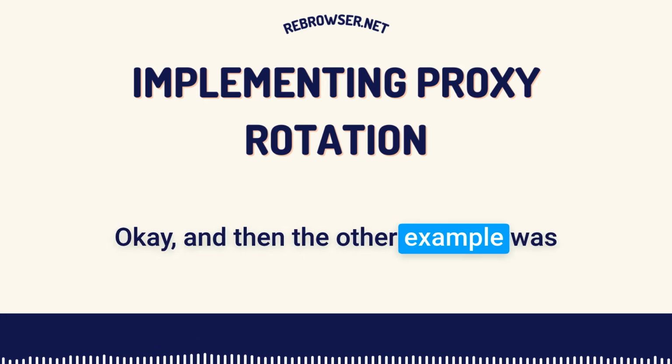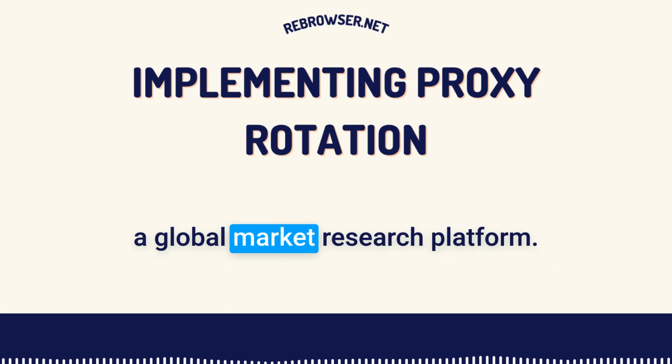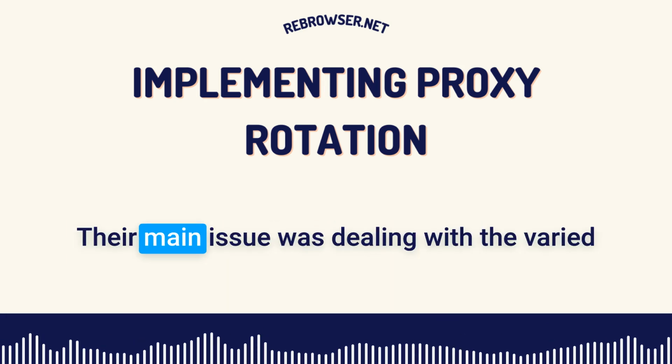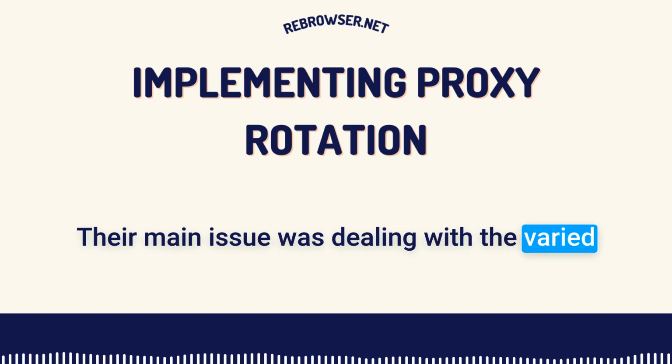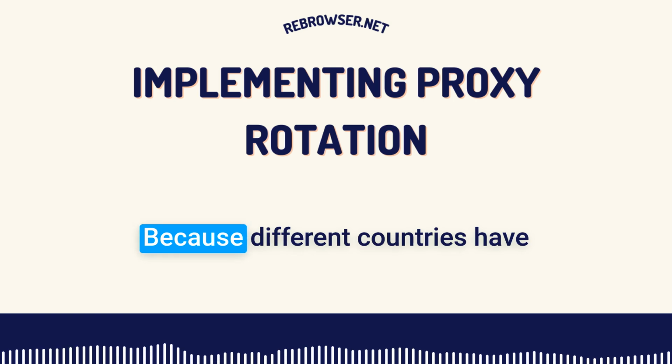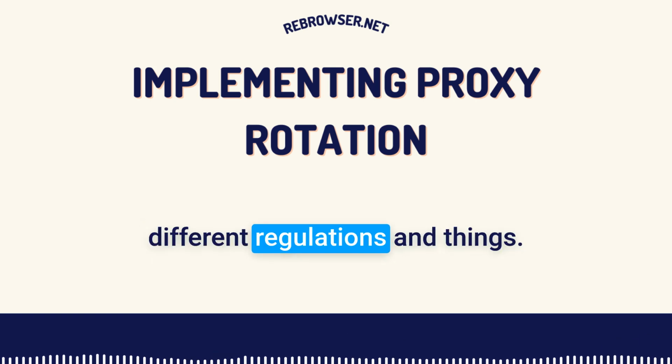Okay, and then the other example was a global market research platform. That sounds like a different kind of challenge. It is. Their main issue was dealing with the varied rules and potential blocks in over 100 countries. Oh, right, because different countries have different regulations and things.